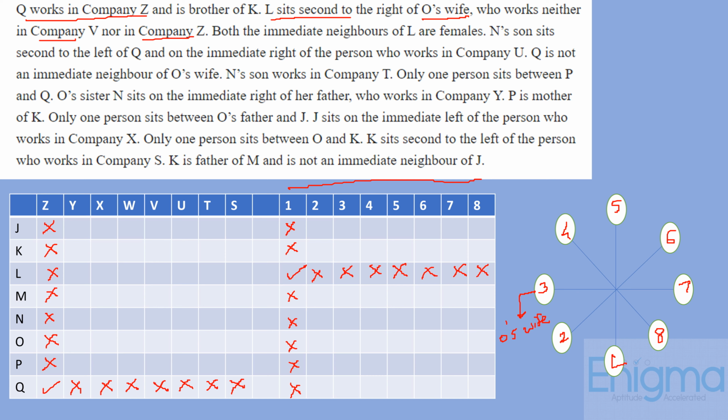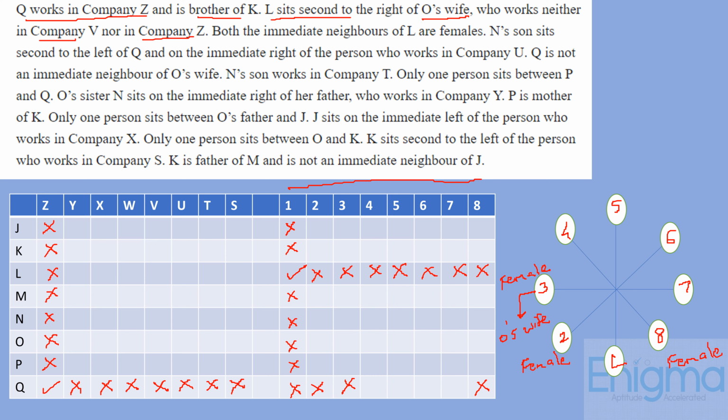Next information given is both the immediate neighbors of L are females. That means position 2 is a female, and position 8 is also female. Now O's wife, that means position 3, is also female. Now we know that Q is the brother of K, that means Q is male. Therefore, Q cannot be in position number 2, 3, and 8.